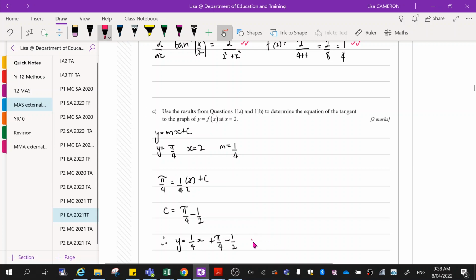Now, I'd say that you'd get 1 step for remembering to state it like this at the end and 1 step for calculating what c is.